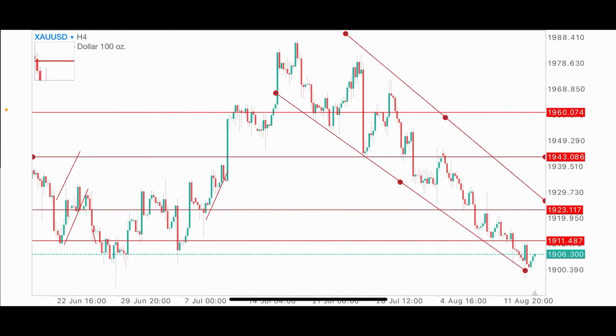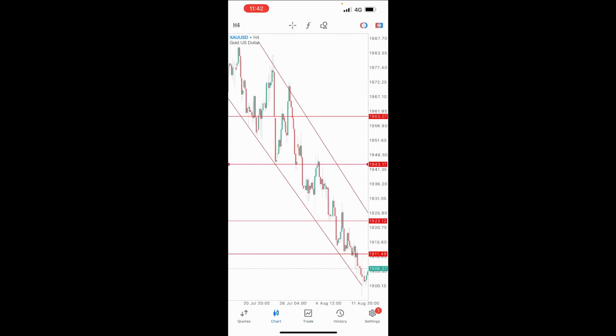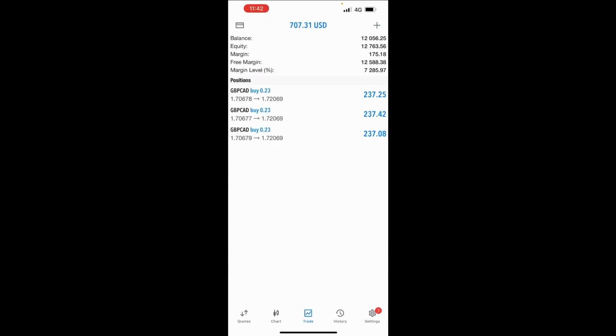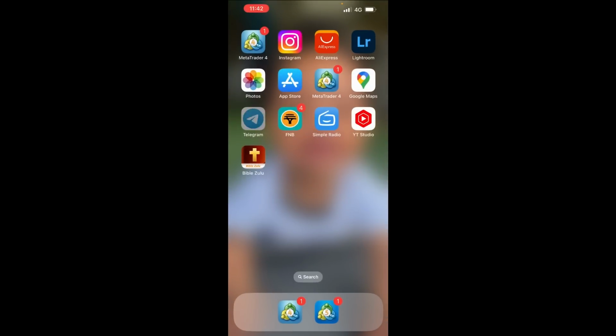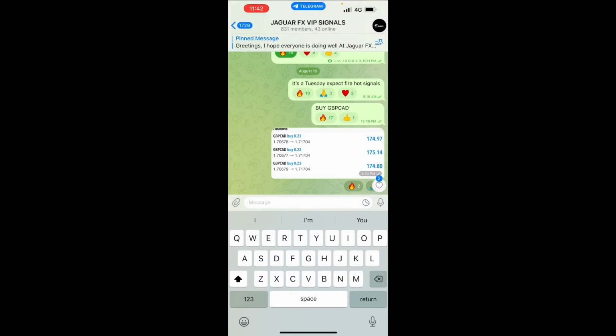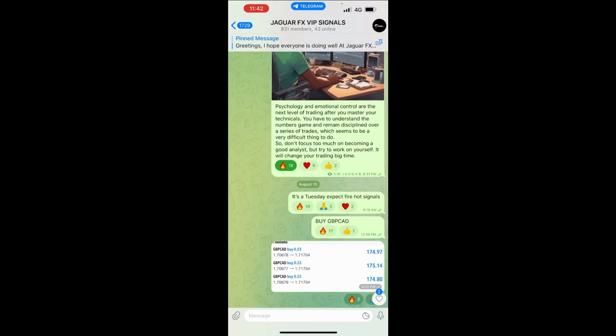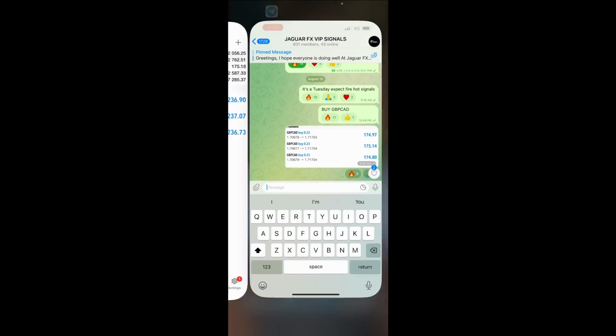One of the tricks I wanted to share with you guys today, like I promised, is this trick. As you can see, I've opened trades on GBPJPY. Let's go to my signal group and show you that I also shared the signal on my group. I shared it on the 15th. There's GBPJPY, and I'm still holding it with my people. As you can see, I said buy GBPJPY, and here it is.